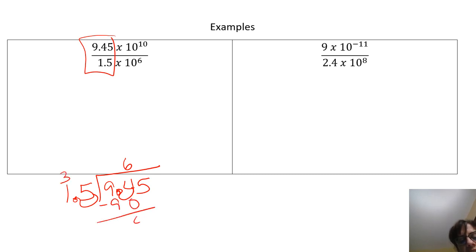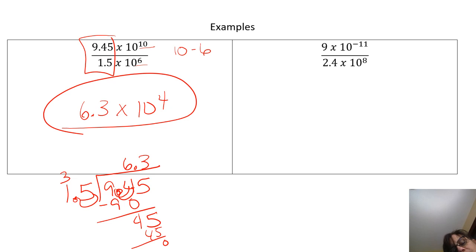Yep. Subtracting it, 45, and 15 will go into 45 3 times. And we get a remainder of 0, so we're good. My decimal was, I moved it, remember, so it's right here at 6.3. So we get 6.3 times 10 to the, I have to take the top exponent, take away the bottom. And I get 4. I check, 6.3 is between 1 and 10, so we're good at 6.3 times 10 to the 4th. Let's look at our second example.